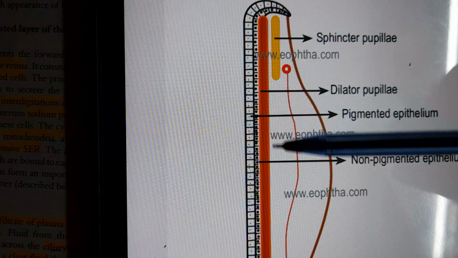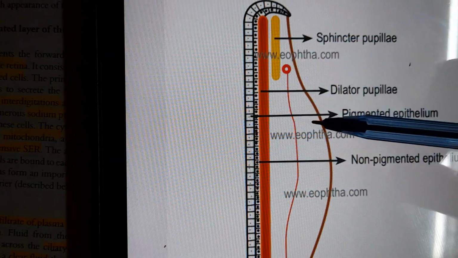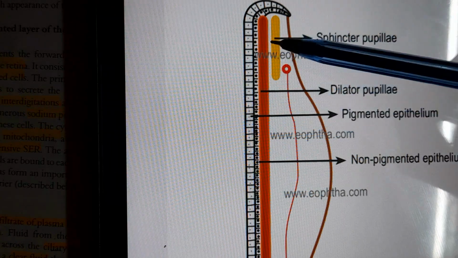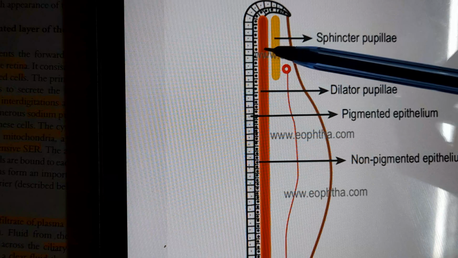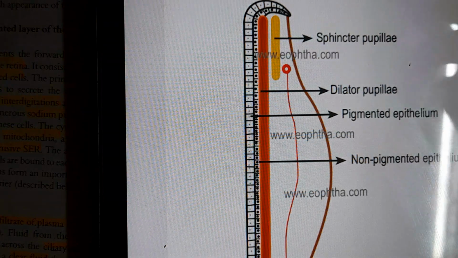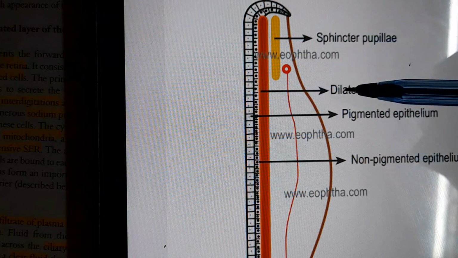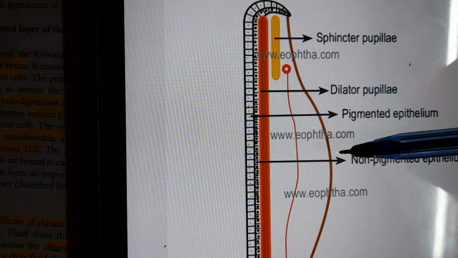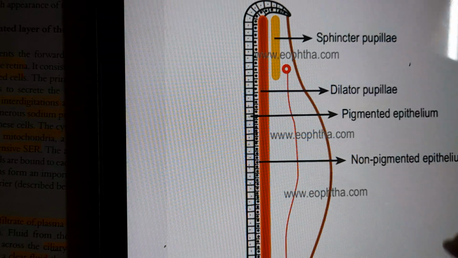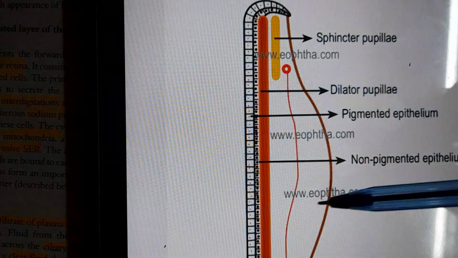Now first of all, we are going to talk about the stroma of the iris. The stroma of the iris is made up of two major muscles. One is the sphincter pupillae and the other is the dilator pupillae. Along with that, we have a large number of blood vessels and fibroblasts. Also we have certain melanocytes. Melanocytes are pigmented cells, and they give a dark color to this stroma.